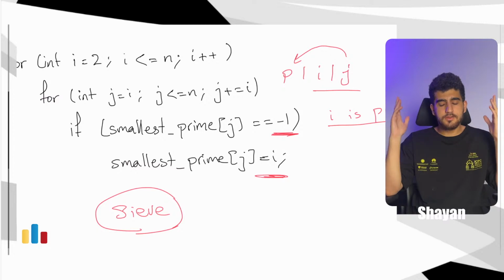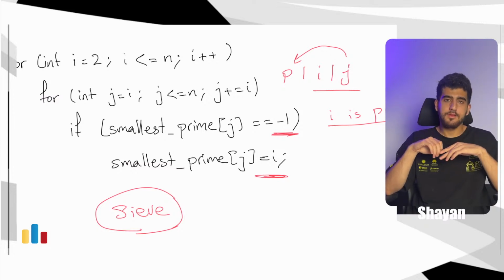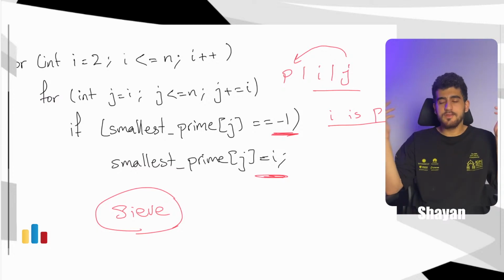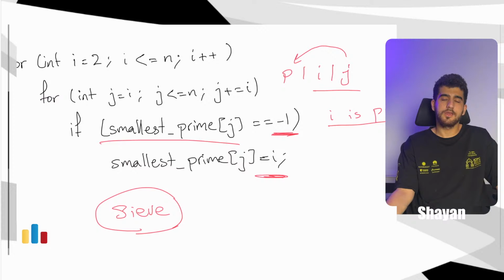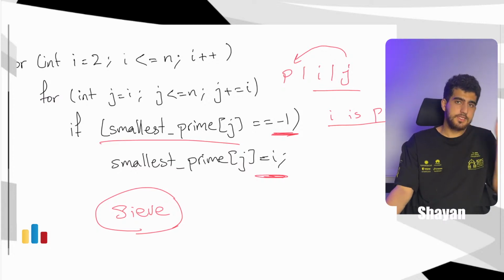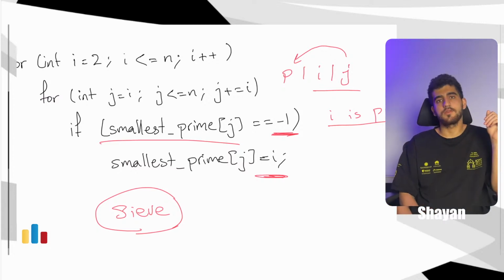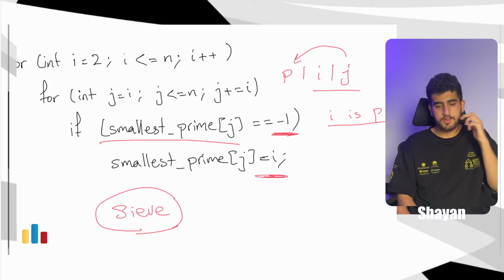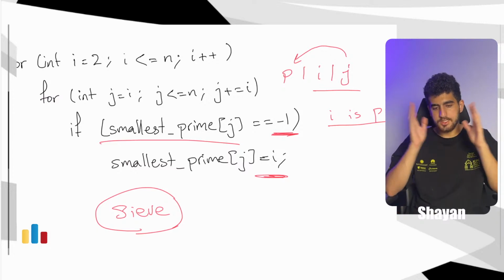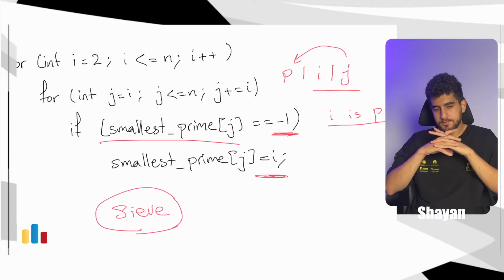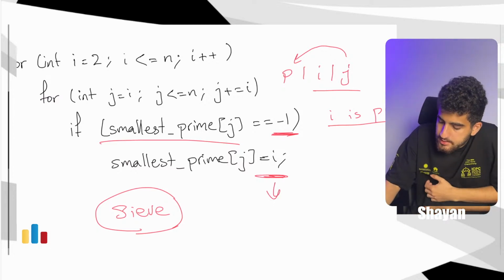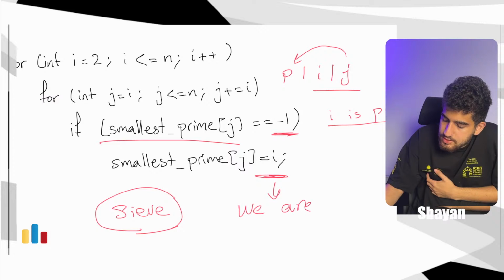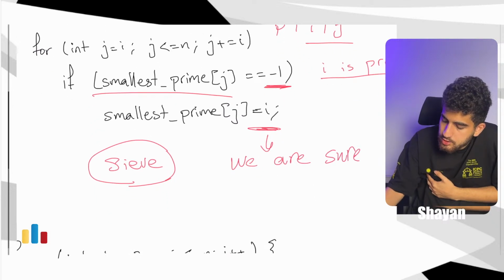Yes, we do not even need to check if i is prime itself. We could do that, but we do not need that, because if the smallest prime factor of j is -1 right now, it means that i is prime. Otherwise, j was divisible by the divisors of i. So we do not even need to check if i is prime itself. But we are sure that if we get to here, i is prime.